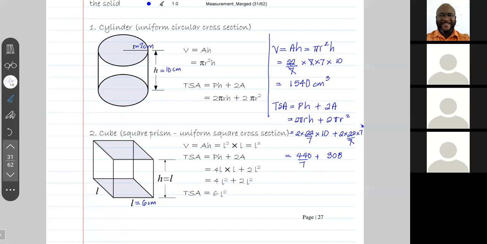440 divided by 7. All right, this is 62.9. So this would be 62.9 plus 2 pi r. I know something was missing. Something is definitely missing. I thought it was too low. And nobody ever tells me, sorry, I made a mistake.